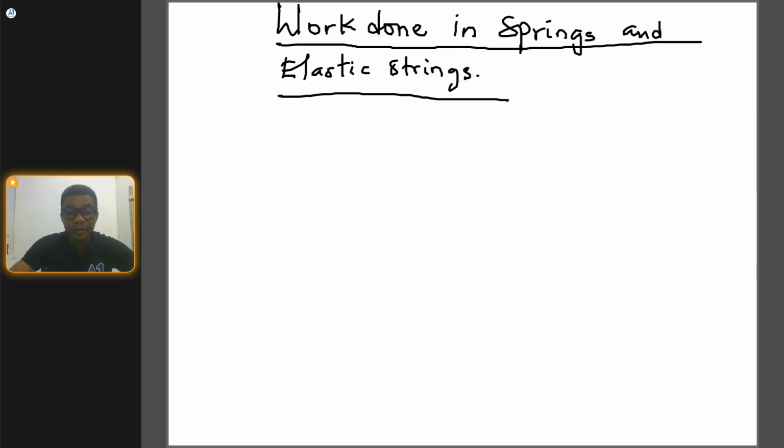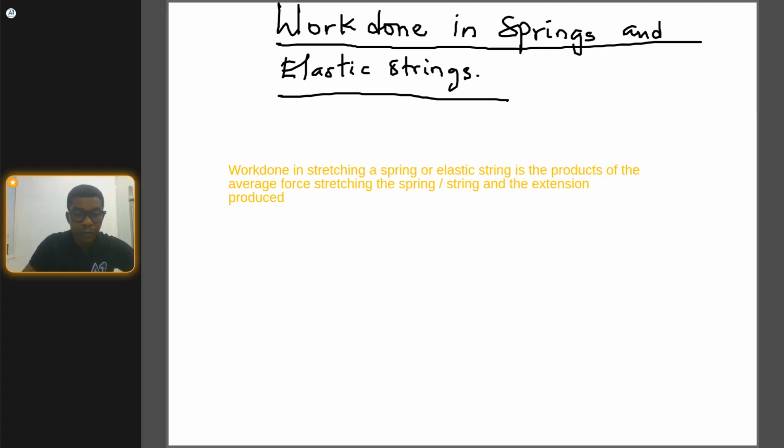Work done is defined as follows. Work done in stretching a spring or an elastic string is the product, of course, you should know that product has to do with multiplication, of the average force stretching the spring or the elastic string.